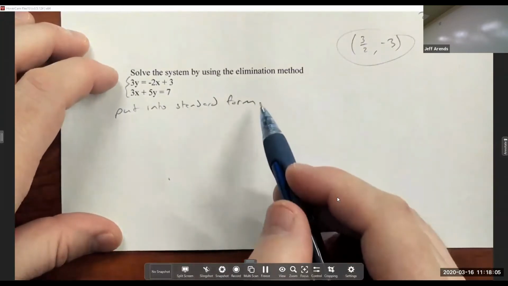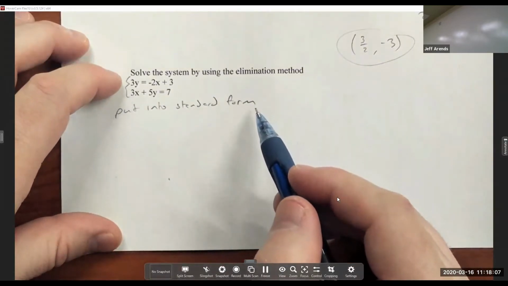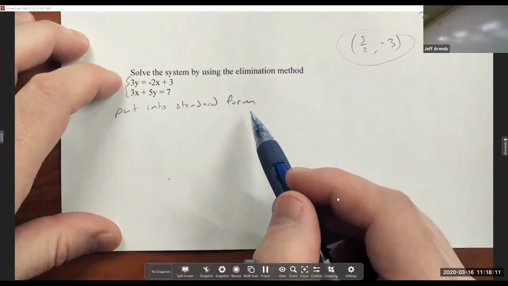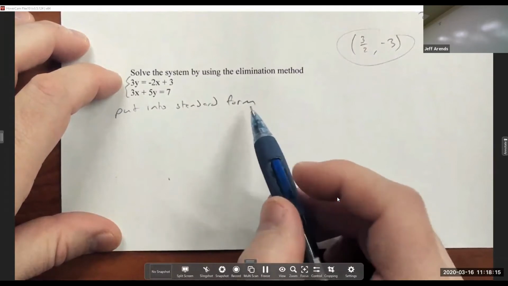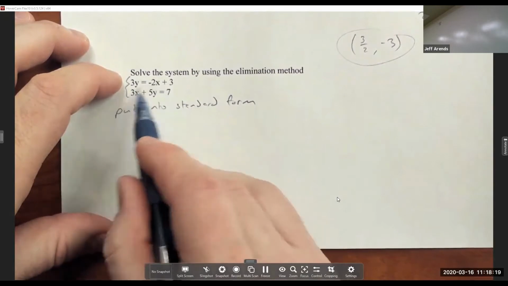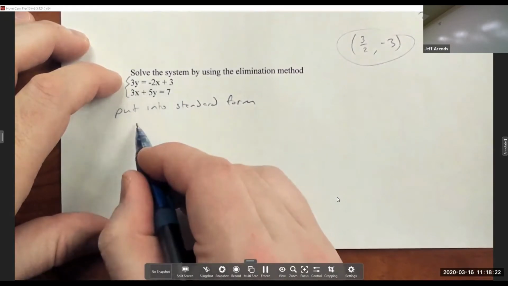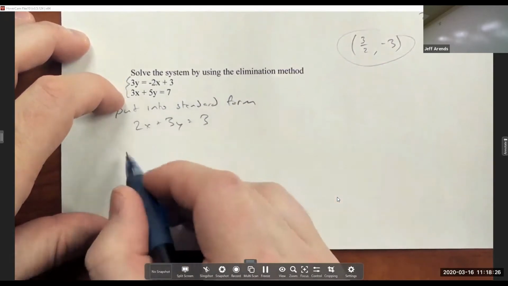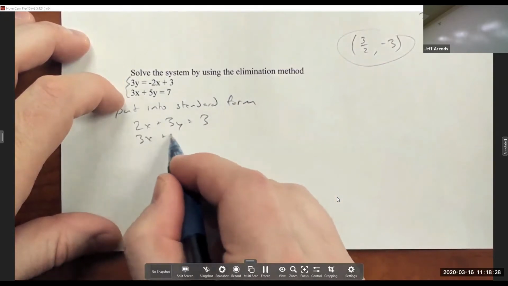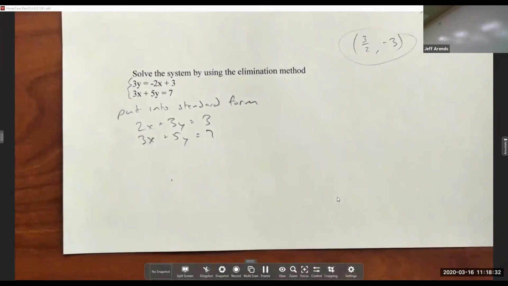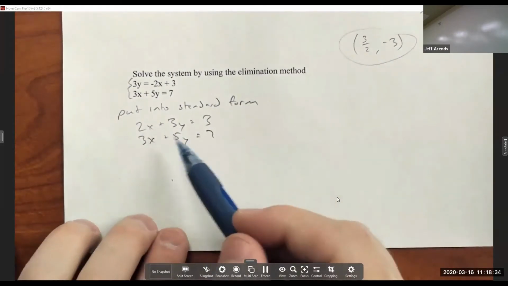Now, you could theoretically put both of them into slope-intercept form, I suppose. But if they're both in slope-intercept form, I'd probably rather use the substitution method. In any case, putting this first equation into standard form, I'll add 2x to both sides. I get 2x plus 3y equals 3. The second equation is already in standard form, so I get 3x plus 5y equals 7. Okay, so they're both in standard form.